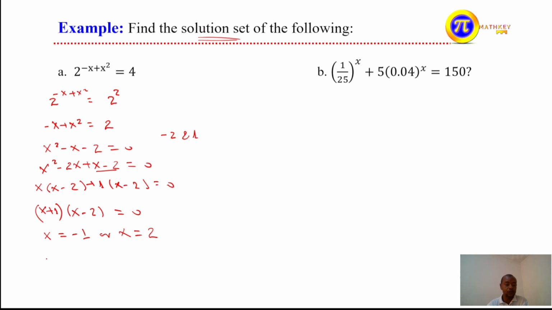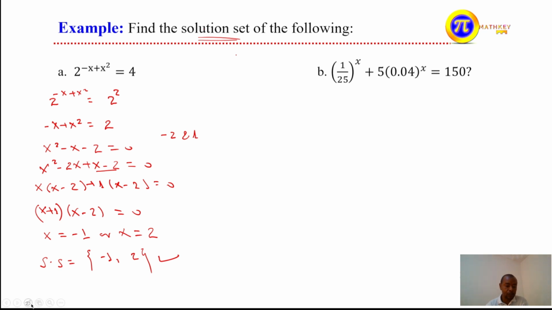If that's so, the solution set becomes what? The solution set for this problem is negative 1, 2. We put it like this, and we call this the solution set for this problem. So the first thing that we try to do is to have the same base. That means the function at the left side and the right side must have the same base. We try to express with a similar base.